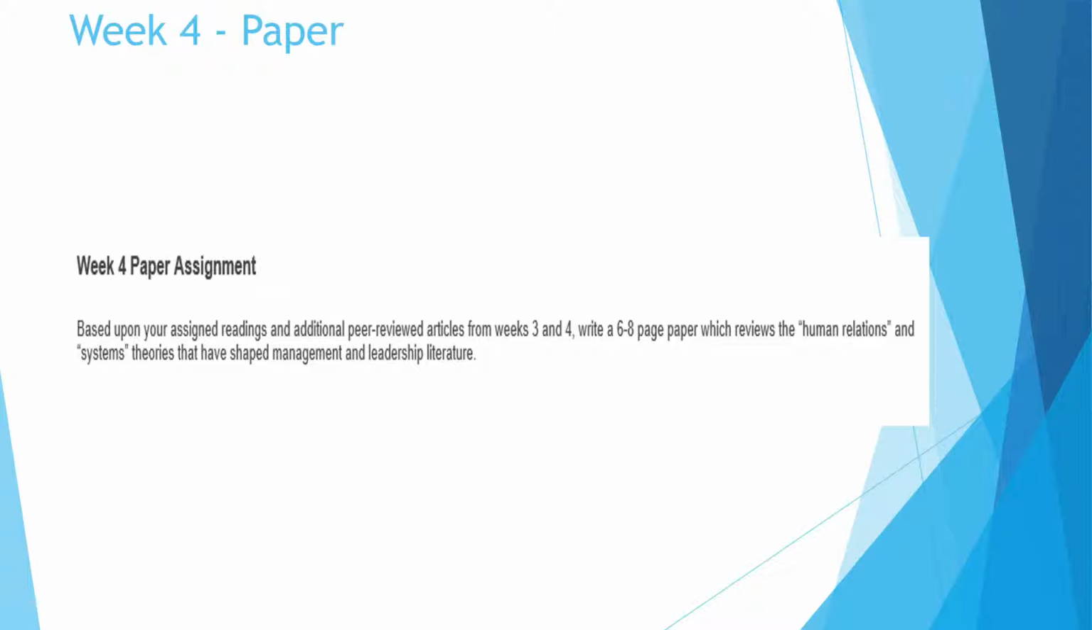So 6 to 8 pages of text where you're building your argument for the point you've decided to make in your particular paper. So this one is going to combine weeks 3 and 4. So you're going to be looking at human relations theories and the systems theories from that perspective, and also putting them into the context of the overall development of management thinking that we've been studying from the very first day of class.